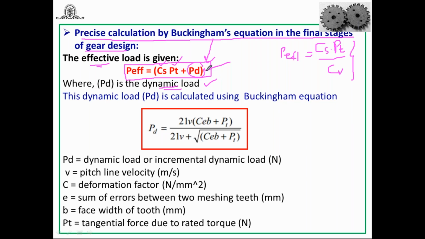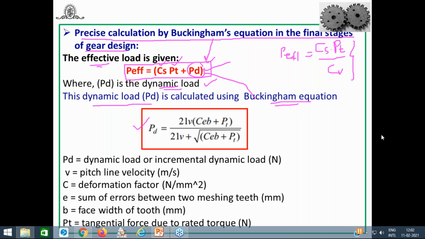And how to calculate this PD? This PD is calculated by Buckingham's equation. That's why the second method is known as precise calculation by Buckingham's equation. Buckingham's equation is used to find out the dynamic load or incremental dynamic load. Why am I using the word incremental dynamic load? As the pinion rotates, the contact ratio changes while meshing with another gear's teeth, and during that time there is a change in the dynamic load. That's why incremental dynamic load. So we are going to use Buckingham's equation for dynamic load, and by using it we can calculate the PD.